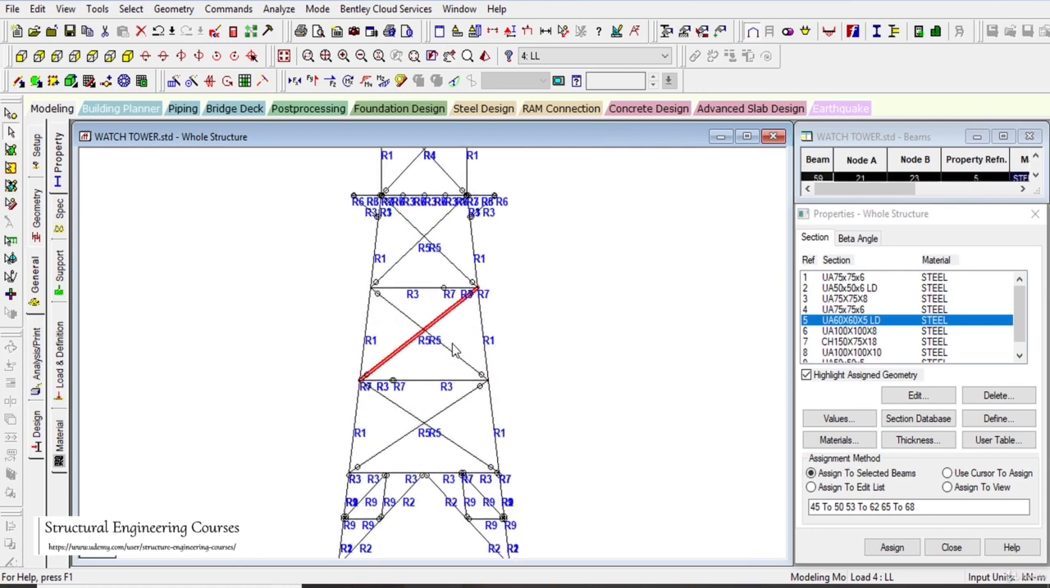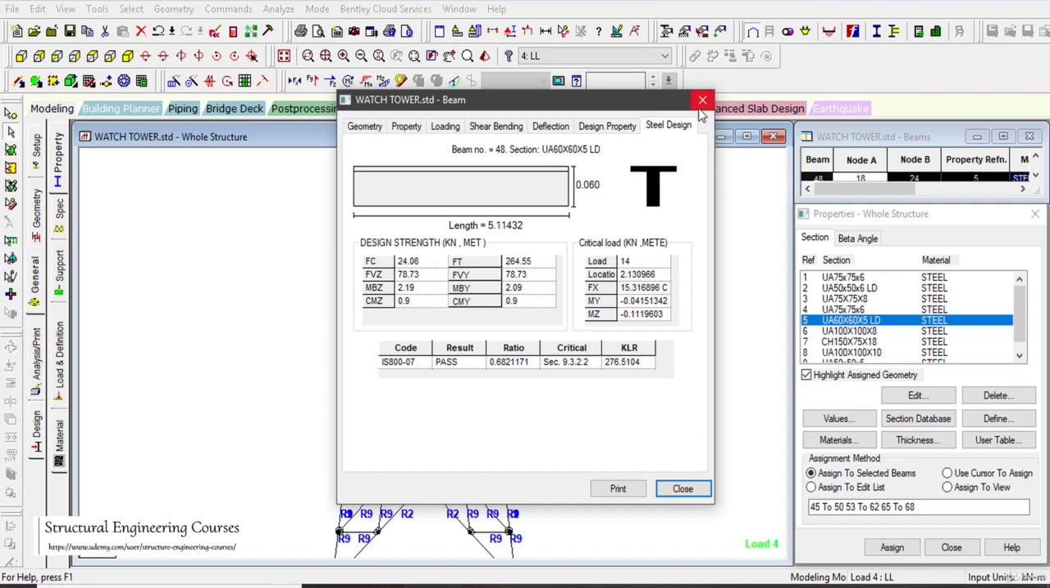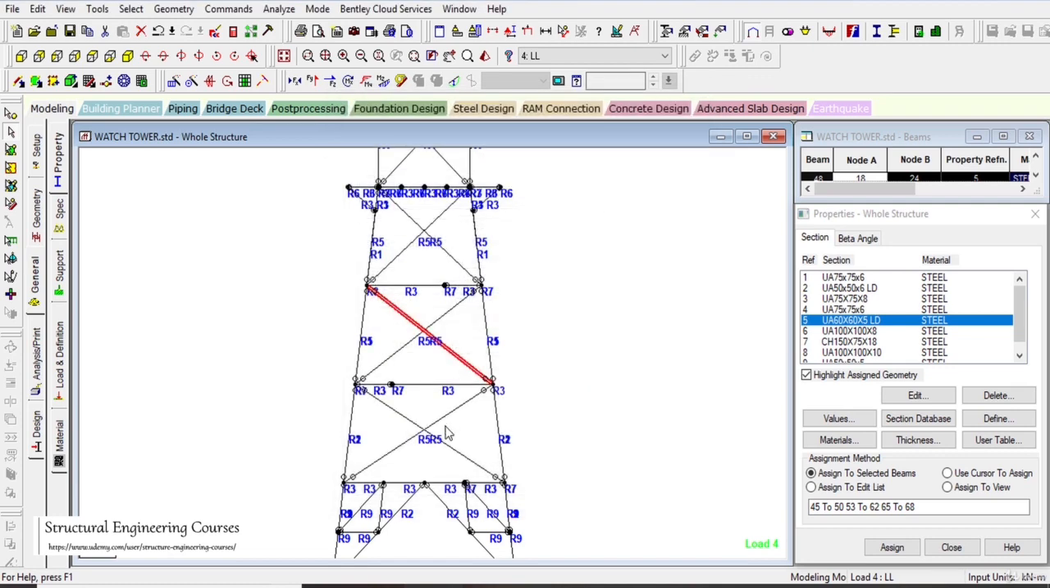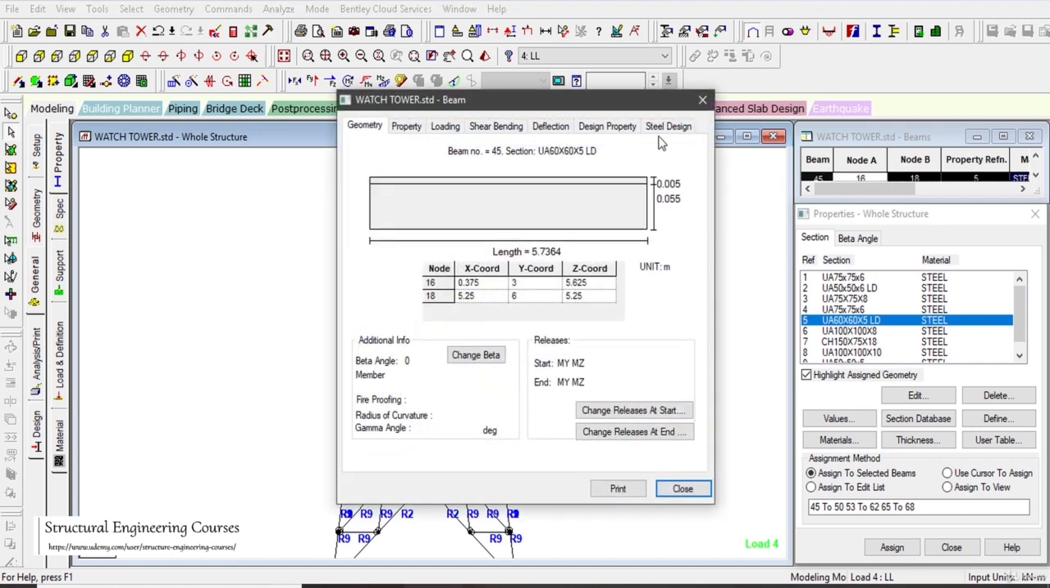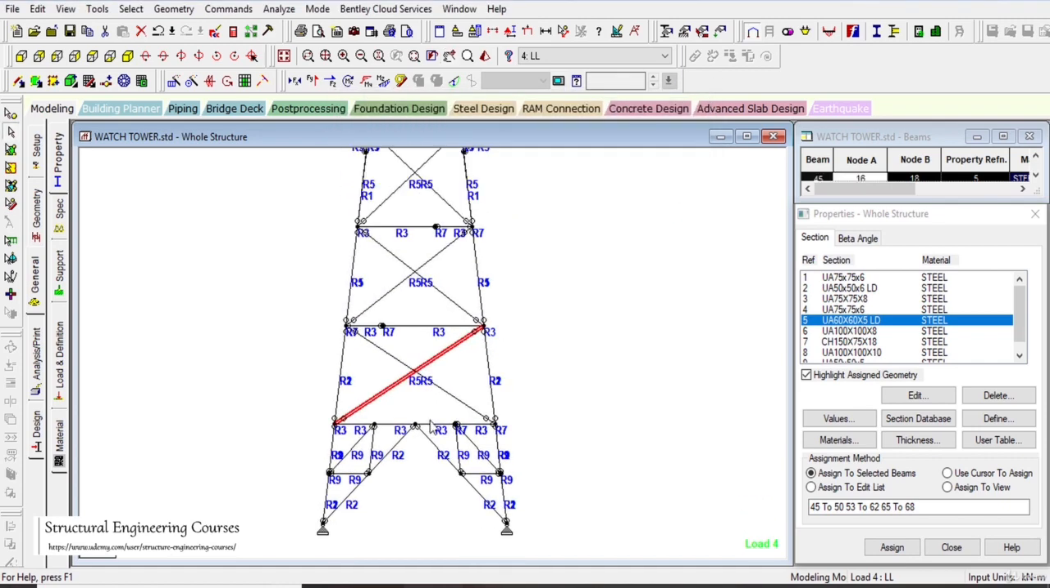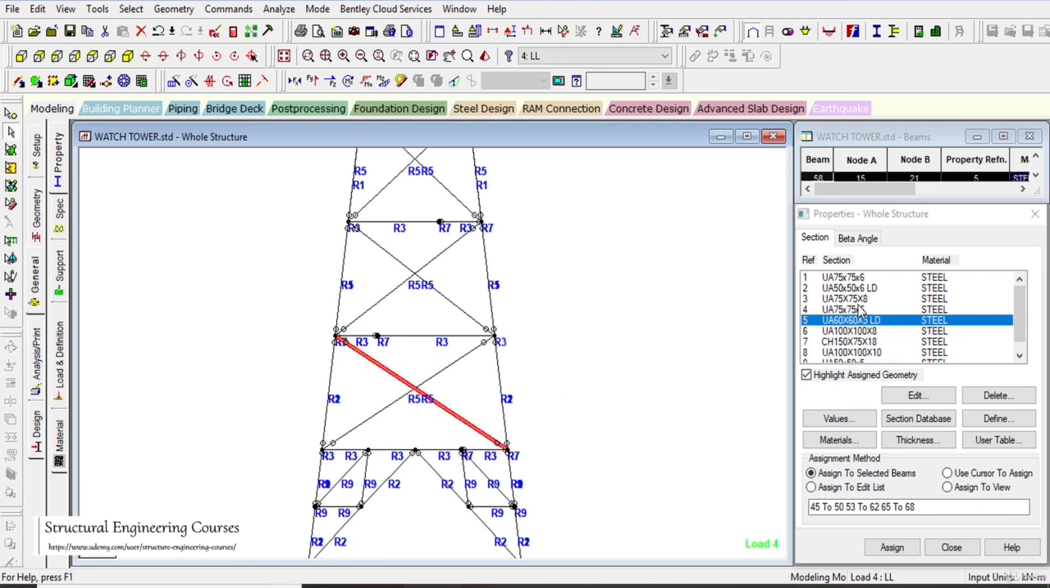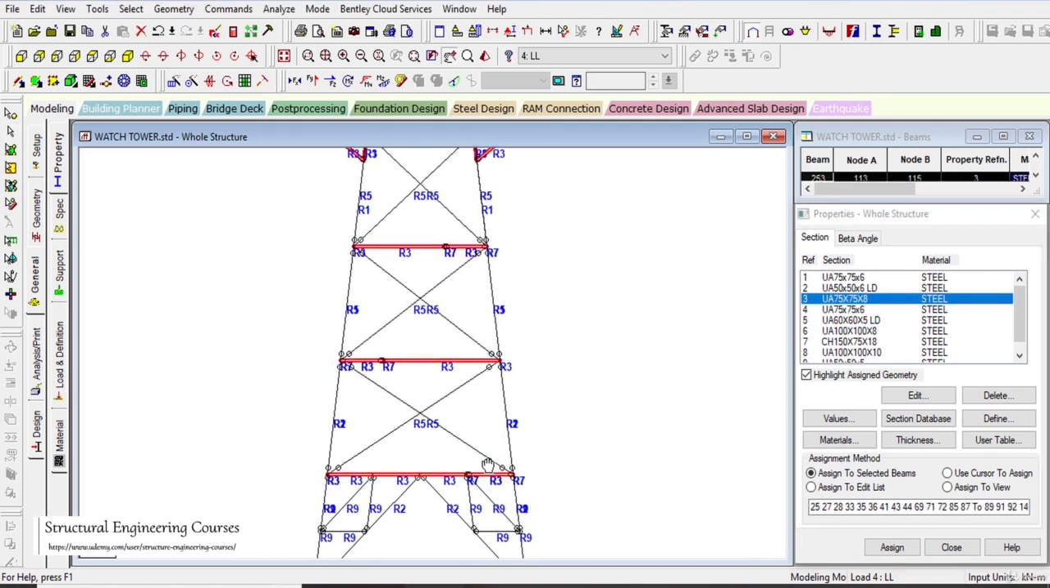So here we can see that the ratio here is 68%. So that is not a very bad ratio, that is also not a very good ratio. But in this bracing, it is failing in the design. So we do need to increase the size of this particular section here. So that we can do later on.